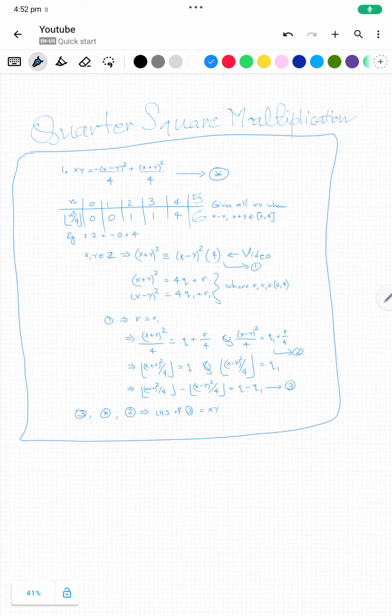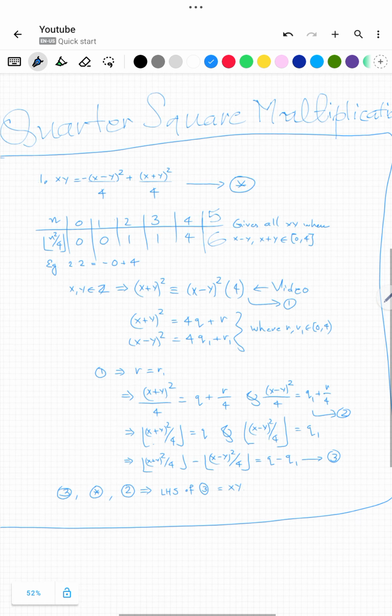Hi. So, is it possible to design a lookup table which we can utilize to get the product of two numbers? This is what we'll try to respond here. So, if you observe, product of x and y here can be written in this manner.